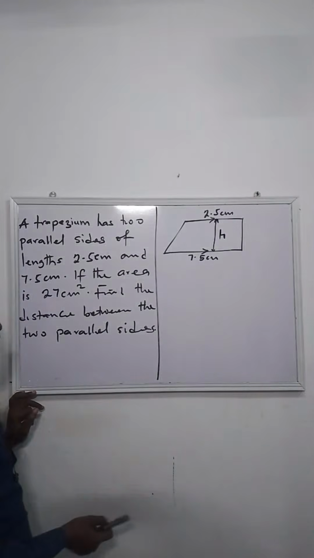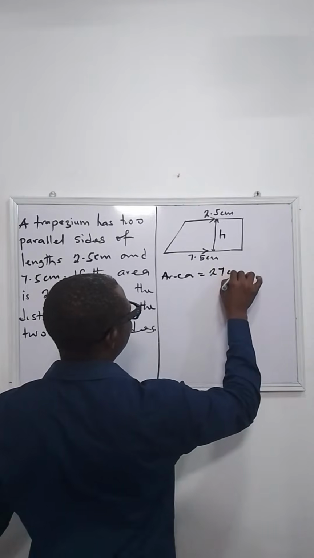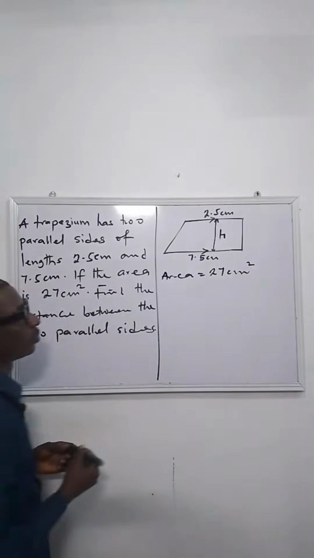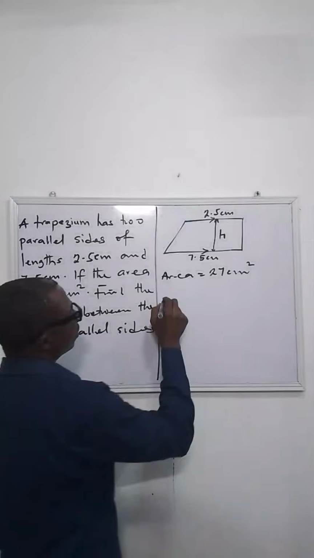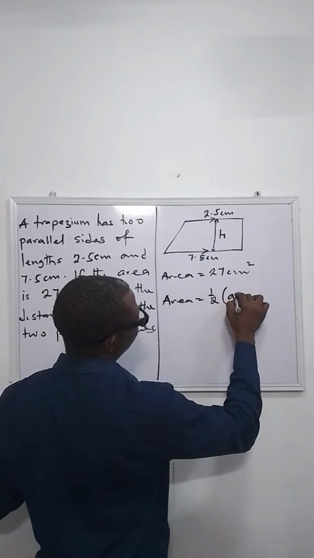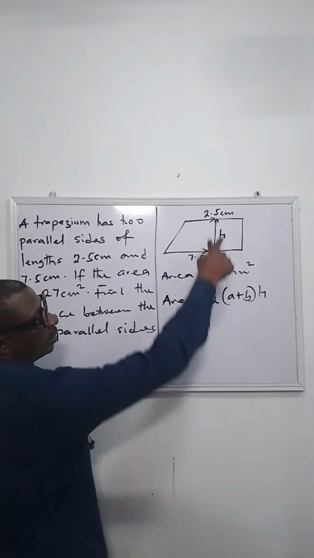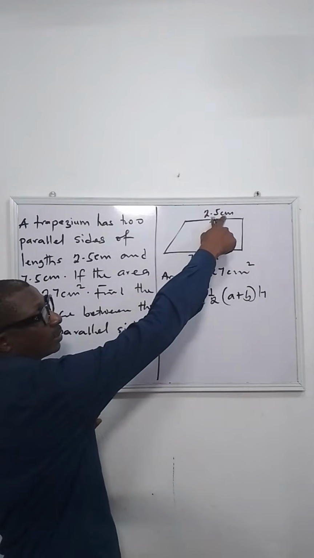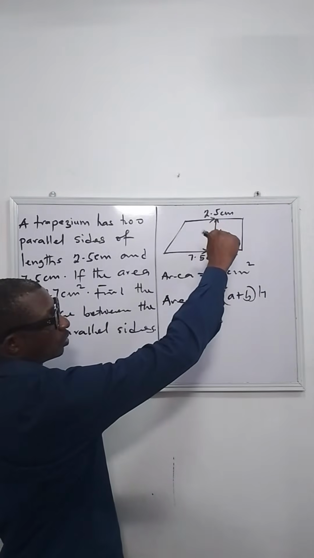Now the area has been given. What is area? Area is 27 centimeters squared. Okay, so how do you go about this? Now I need to write out the formula for calculating area of the trapezium. So what's that? We have area equals to 1 over 2 times a plus b times height. All right. Now a is the first side. B is the second side. H is the distance between the two sides.